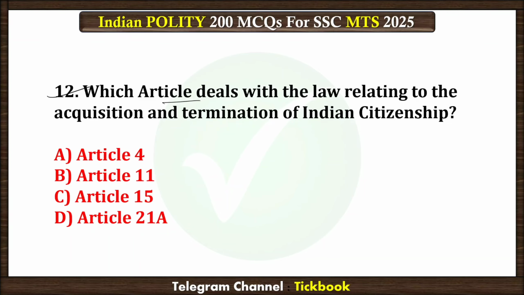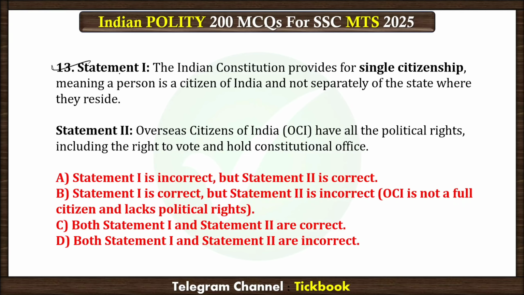12. Which article deals with the law relating to acquisition and termination of Indian citizenship? Option number B, Article 11. 13. Statement 1: The Indian Constitution provides for single citizenship, meaning a person is a citizen of India and not separately of the state where they reside. Statement 2: Overseas Citizens of India have all the political rights, including the right to vote and hold constitutional office.